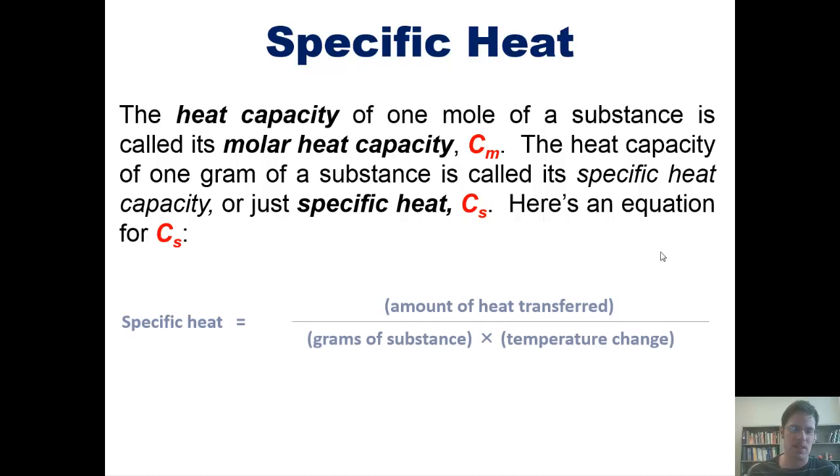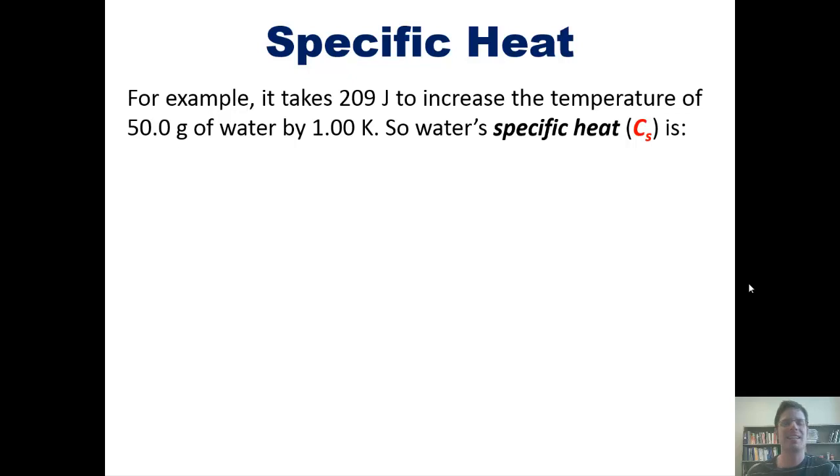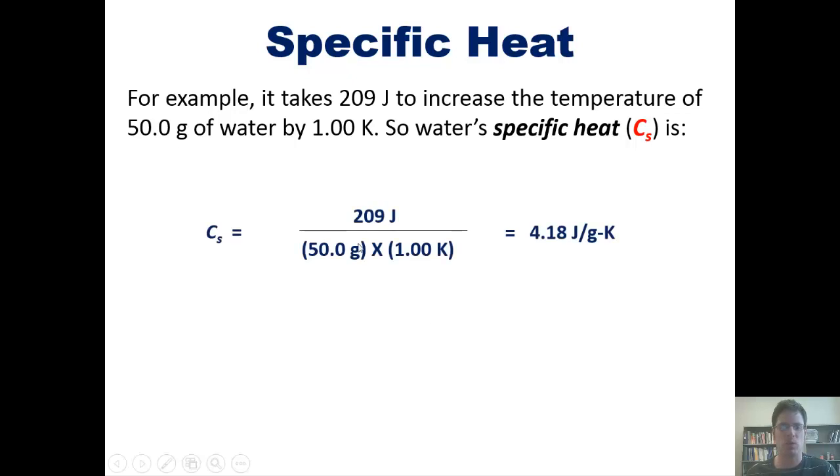So here's the equation for C sub s. Specific heat is equal to the amount of heat transferred divided by the grams of substance times the temperature change. Please keep that equation in your head as we go on. For example, it takes 209 joules to increase the temperature of 50 grams of water by 1 Kelvin. So water's specific heat capacity is once again the amount of energy up here in the numerator divided by the mass in grams of the substance multiplied by the change in temperature. You throw that into your calculator, you discover that its specific heat is 4.18 joules per gram Kelvin, or 4.18 joules per geek.